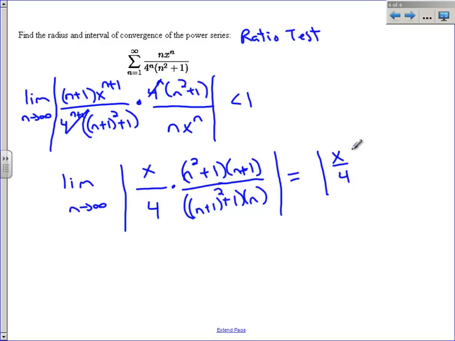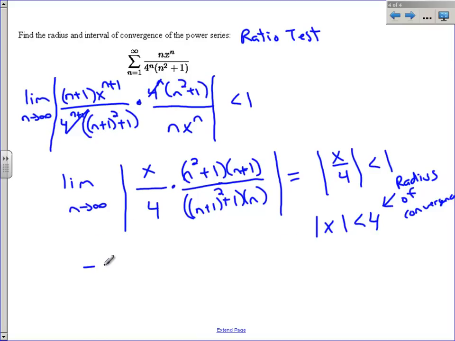And I need this to be less than 1. Here, I didn't get my limit to go to 0, so this is not going to have an interval of convergence of all numbers. I now have this restricted range. And so if I multiply both sides by 4, I get the absolute value of x has to be less than 4. This is called my radius of convergence. This means we are only going to be able to go left and right 4 from the center. So we can use this power series for the numbers between -4 and 4. But we're going to take a look at the endpoints to see if we can use those as well.